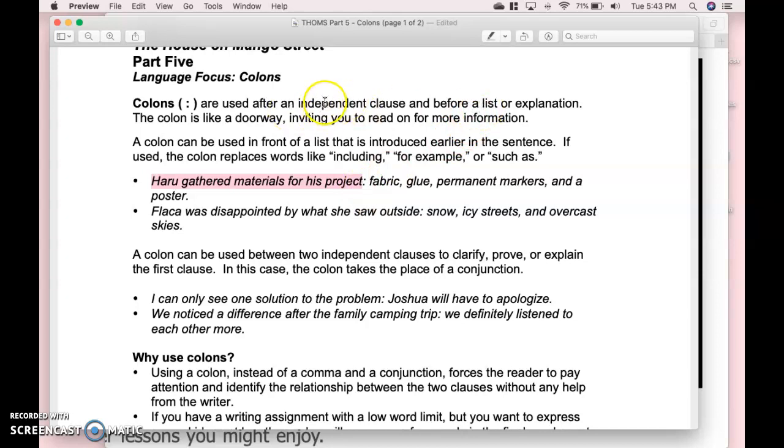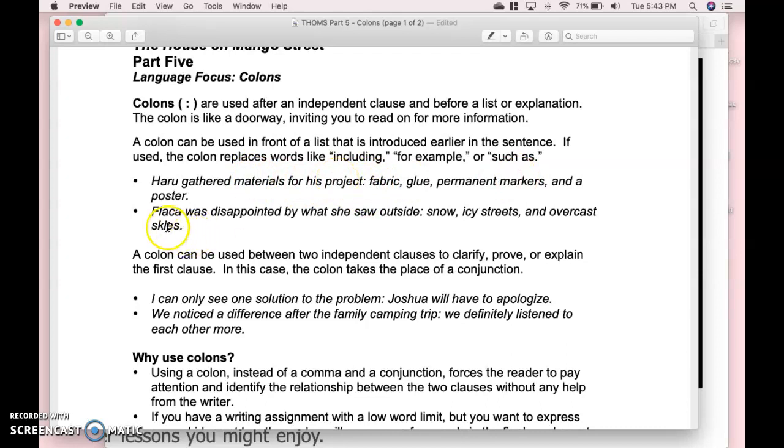So notice how we have an independent clause before the list. So, Haru gathered materials for his project, colon, fabric, glue, permanent markers, and a poster. Here are the lists of the materials he gathered, okay?